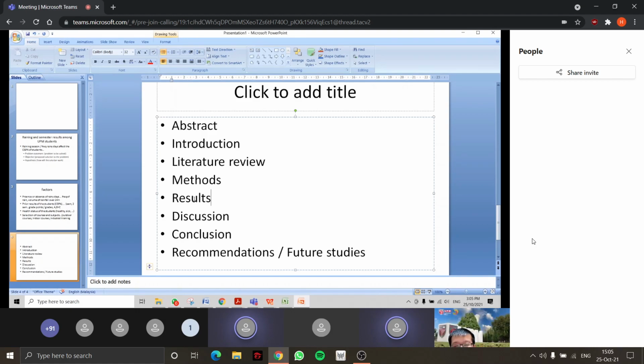Abstract, on the other hand, is the key highlights, the key selling points of your study. What problem are you trying to solve? What will be your objective? How did you do it? And what have you achieved? That's all. I'll be talking to you again about how to write the abstract towards the end of the semester, just before you start presenting.